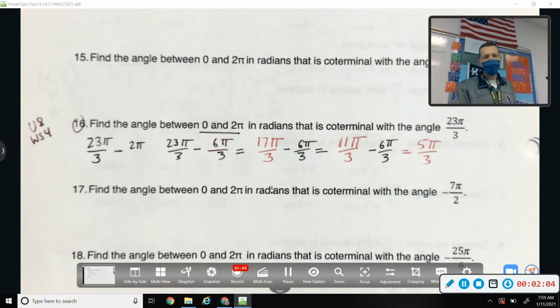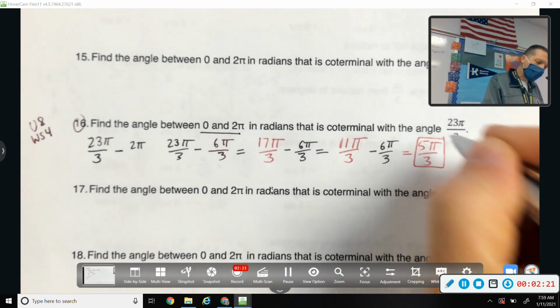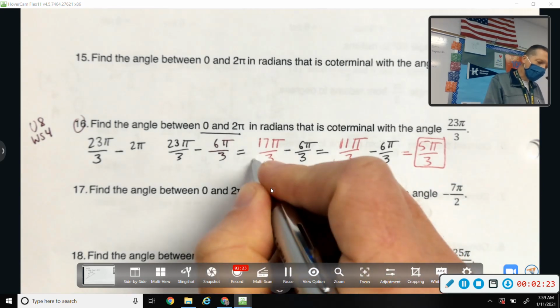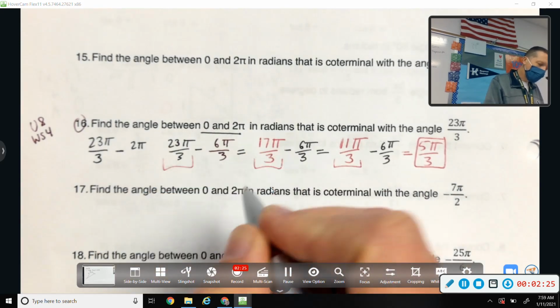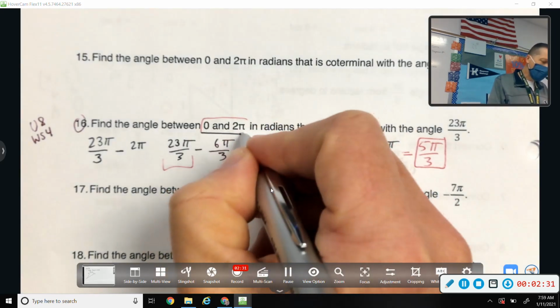About 5 pi over 3. Does that work? Is 5 over 3 in between 0 and 2? I'm hearing no's and yeses. Yes, right? 5/3 is almost 6/3. So that's our answer. These other ones are coterminal, but they're not the ones we want, because we wanted one between 0 and 2 pi.